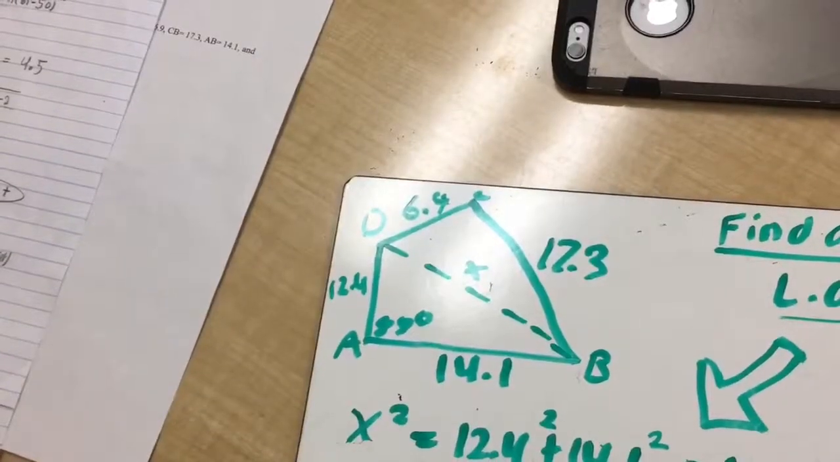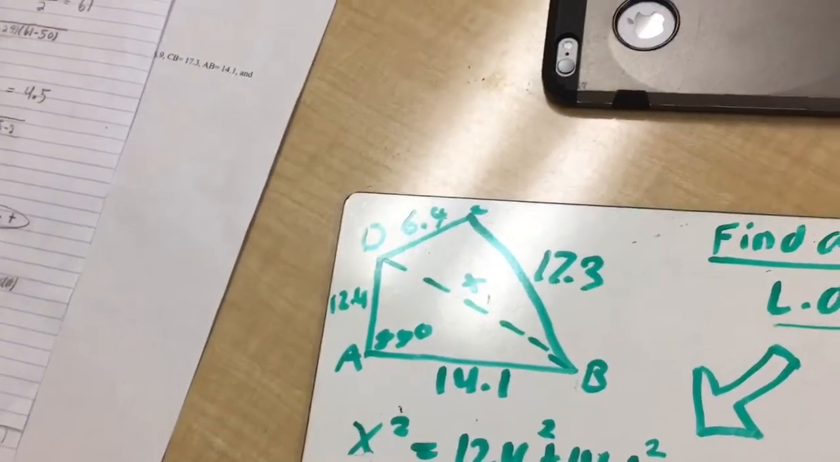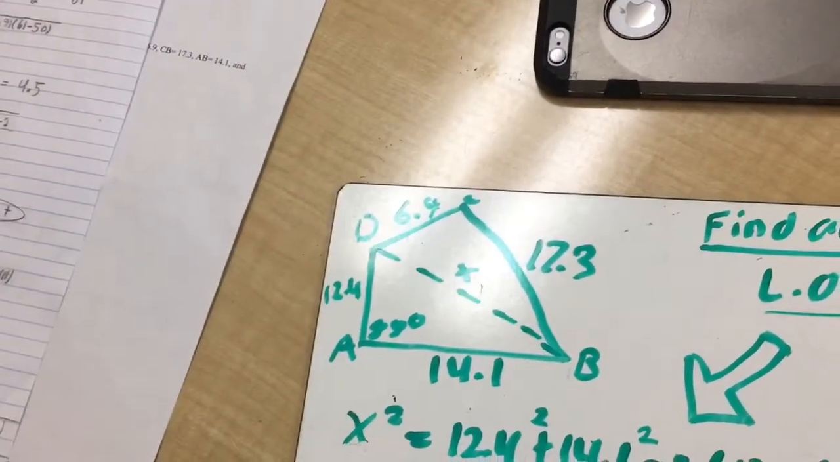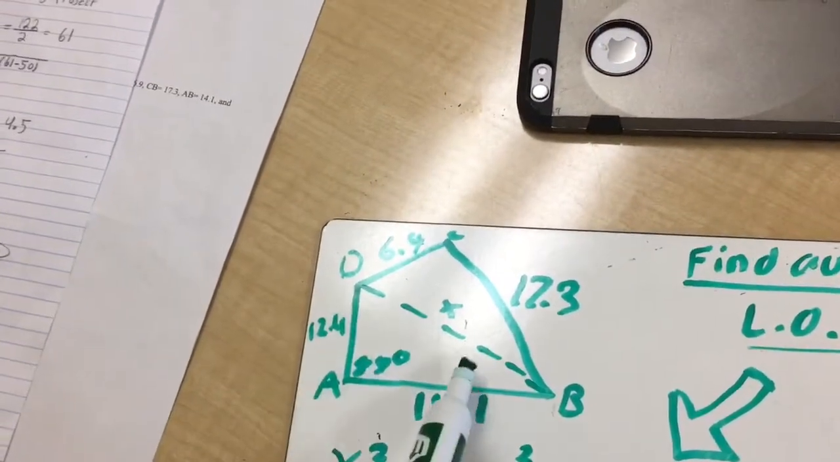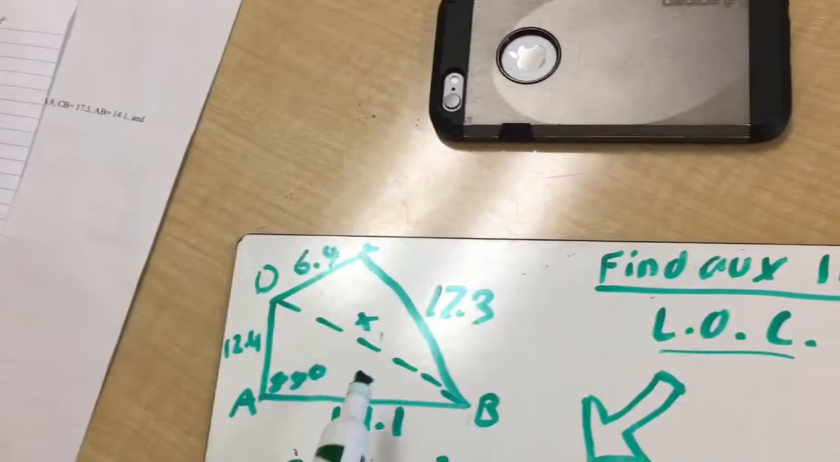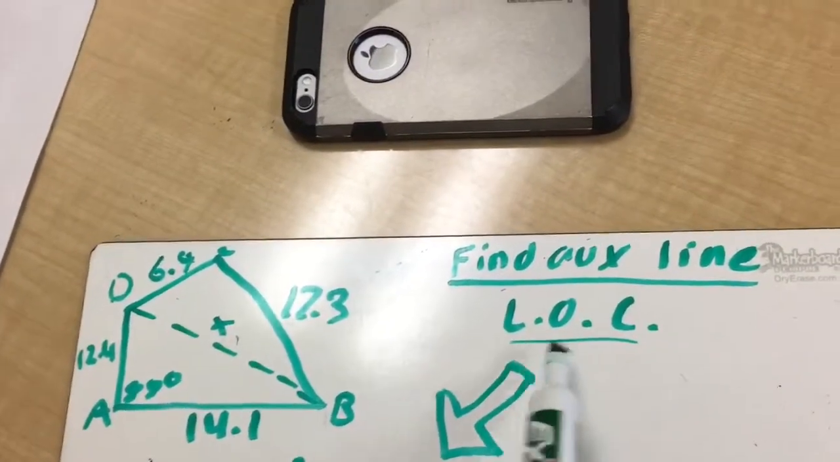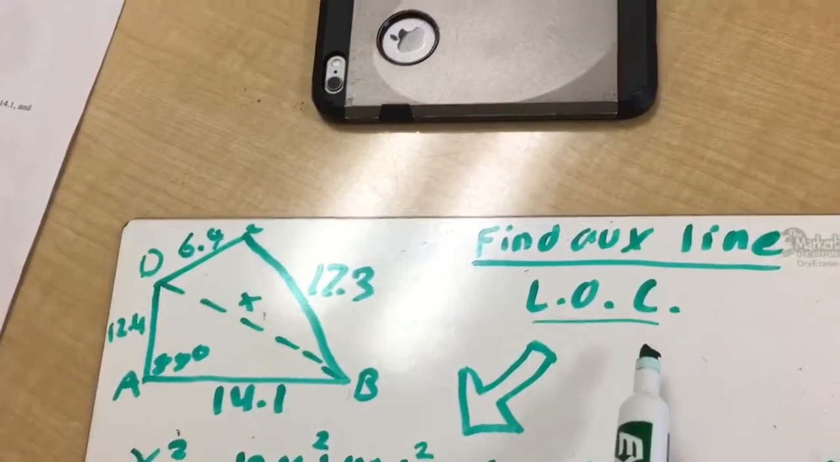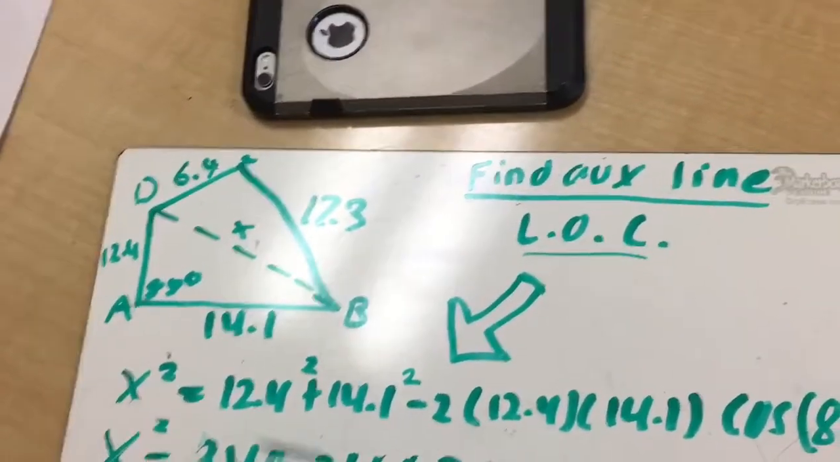All right, so for our final type of problem, we're going to be finding the area of a quadrilateral. So the key to this is taking the quadrilateral and splitting it into 2 triangles through the auxiliary line, which is the center line that you're going to need to find. So to find the auxiliary line, you need to have the law of cosines down and understand that. If you don't understand that, which I'm sure you guys do, it's right here.